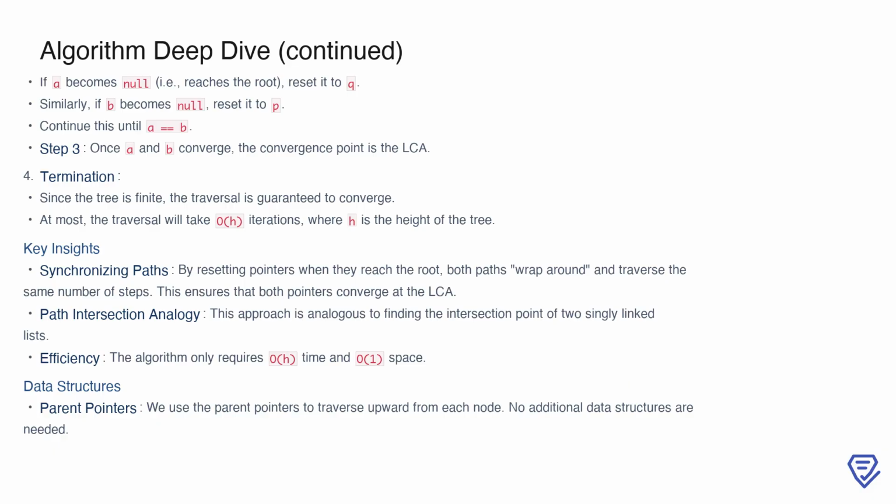The wrapping mechanism ensures that both pointers traverse an equal number of steps, allowing for synchronization. This approach is analogous to how two singly linked lists can intersect at a point, and it guarantees efficiency with a time complexity of O(h) and a constant space usage of O(1). The only data structure we rely on is the parent pointer, which is already part of the tree's structure.